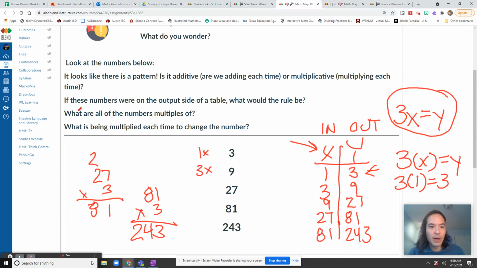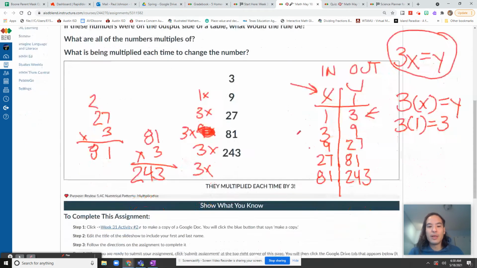What is being multiplied? What are all these numbers multiples of? 3. And then what is being multiplied each time to change the number? 3. Oops, not 9 times 27. That was 3 times 9 was 27, right? And then 3 times 27 was 81. 3 times 81 was 243. And if we did 3 times 243, we'd probably have our next number on here. All right, so it was times 3 is our rule.